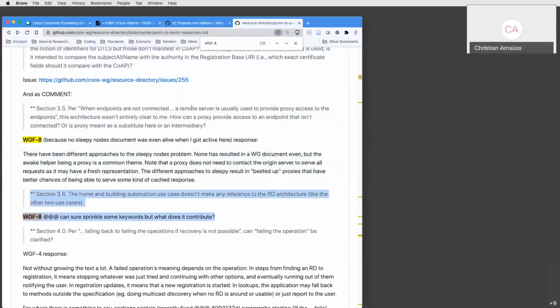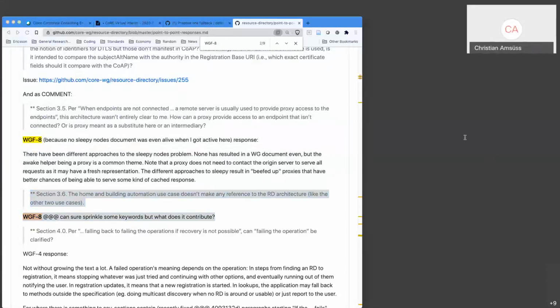On the home building automation, it's a bit vague. Does anyone have a better idea than just pointing out more precisely where an RD could be deployed in those cases?